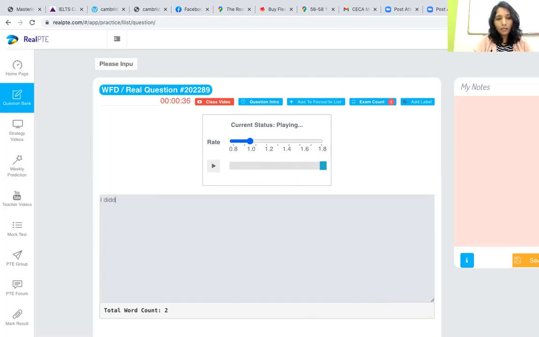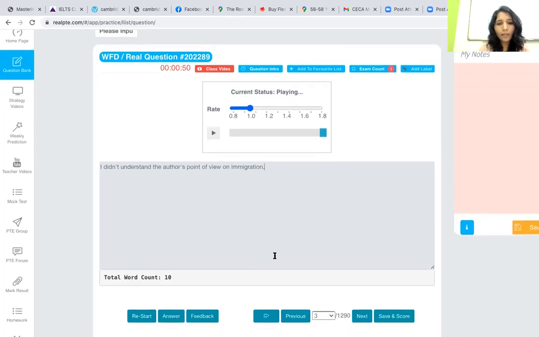I didn't understand the author's point of view on immigration. Okay, let's look at the answer now.